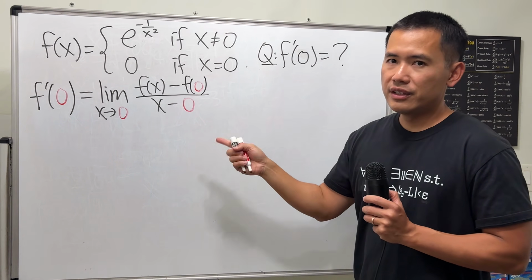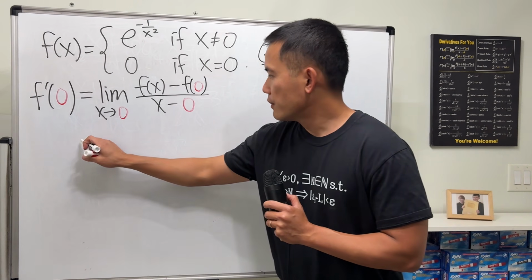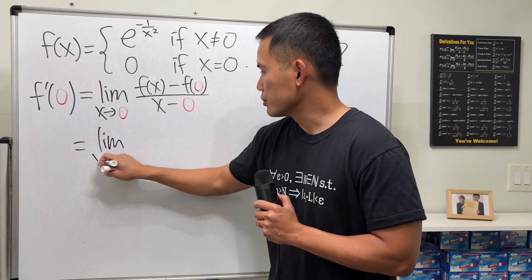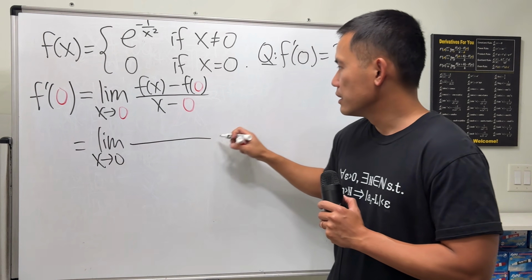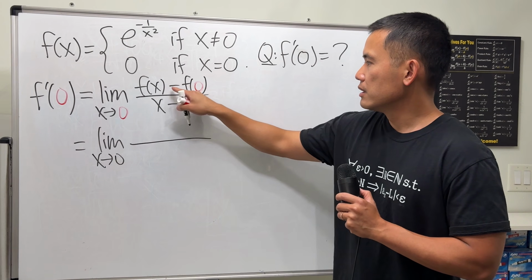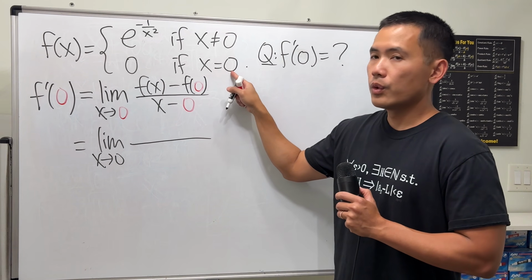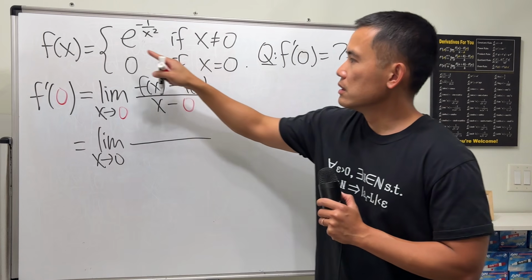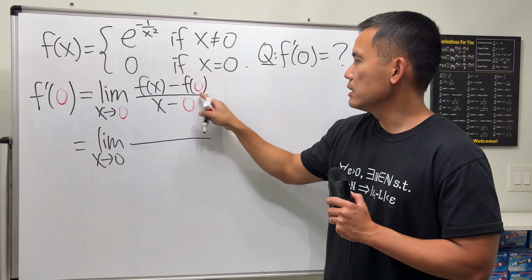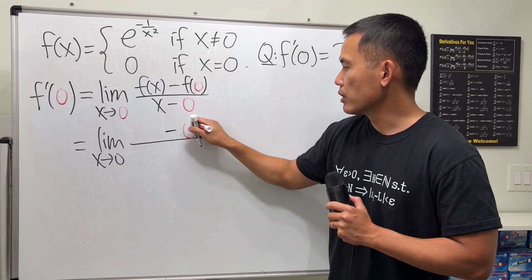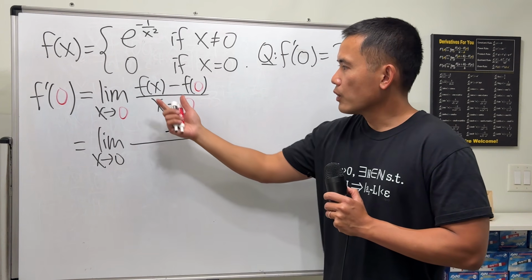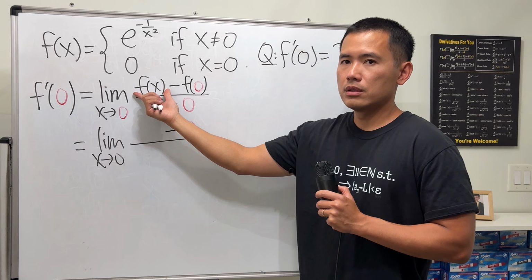Now, check this out. Firstly, we have the limit as x approaching 0. This right here, minus f of 0. When x is 0, the function gives us 0. So this thing here is minus 0. Good. What do we put for f of x though?